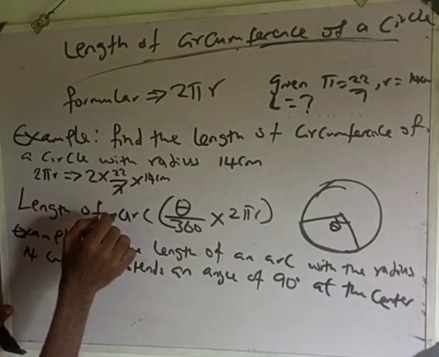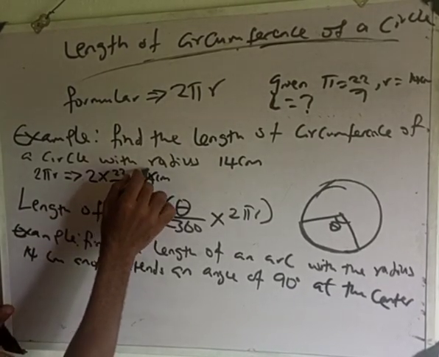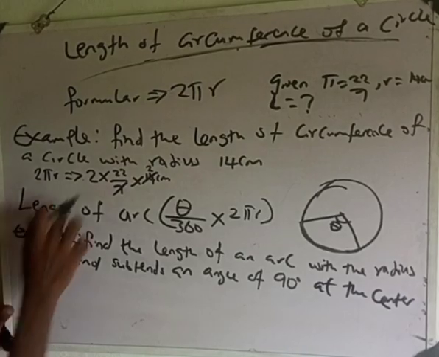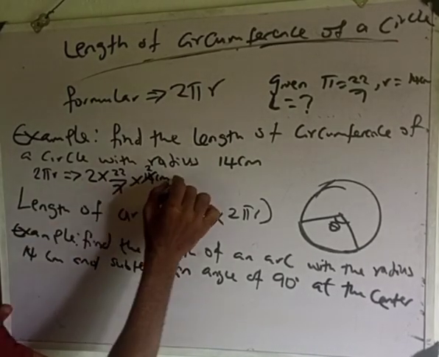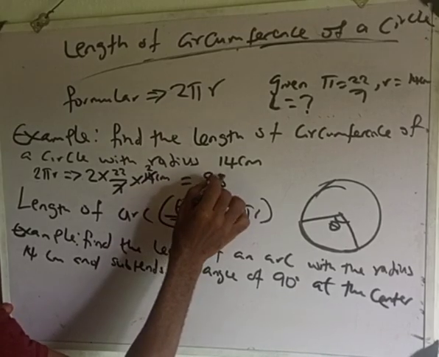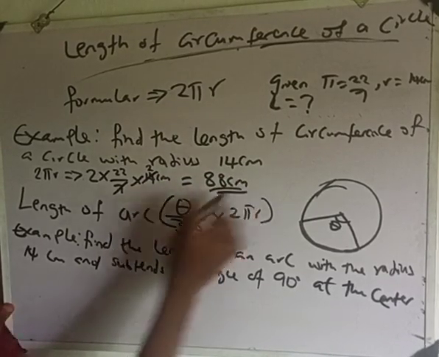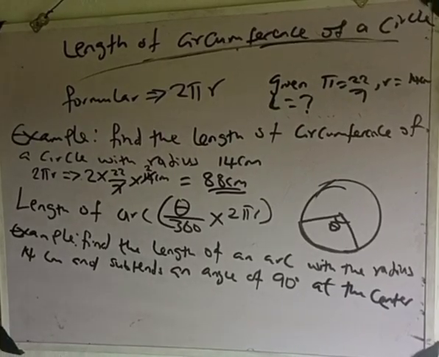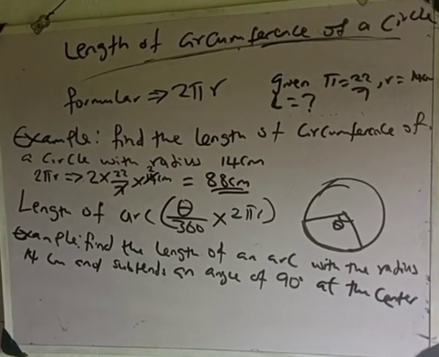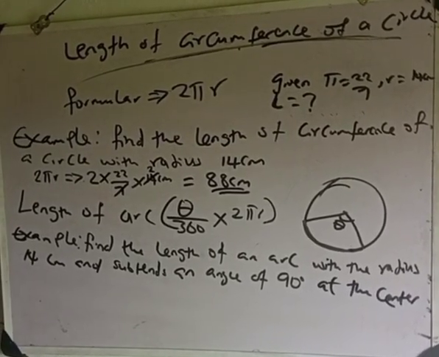Now, this 7 can cancel 14. We have 2 here. So we have 2 times 22 is 44. 44 times 2 is equal to 88 cm. So the length of the circumference of the circle with a radius 14 cm is 88 cm.